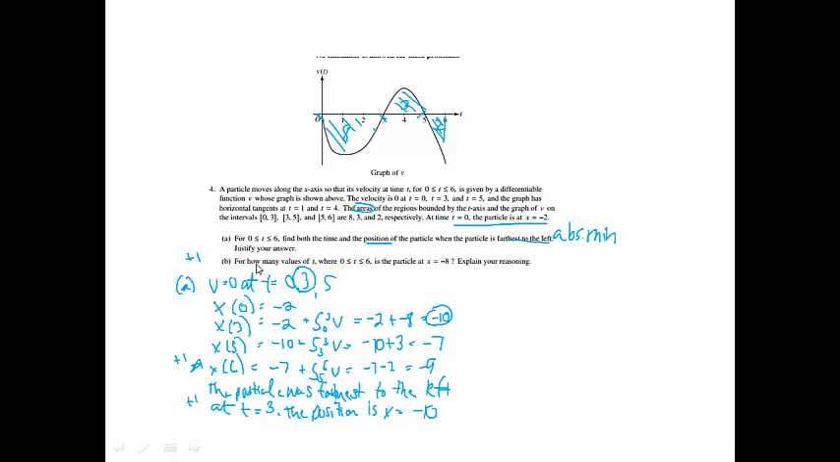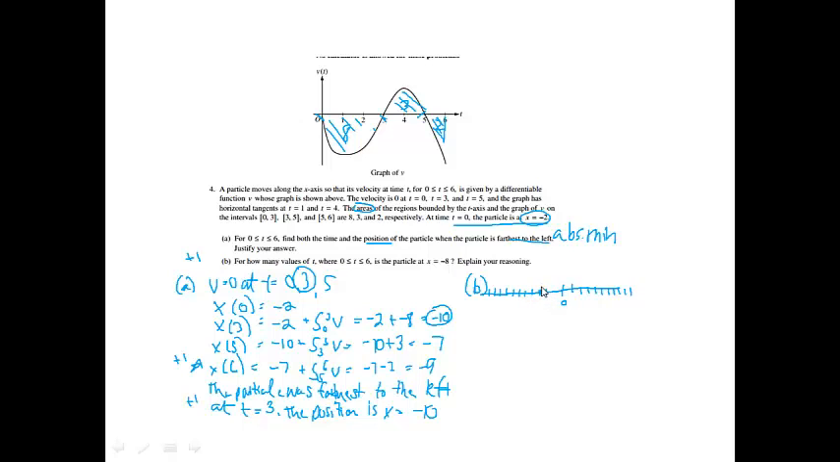All right, for how many values of t, where t is between 0 and 6, is the particle at x equals -8? On this one, I'm definitely going to do some thinking. I'm going to draw myself a little number line here. We know the particle starts at -2, so I'm going to put 0 on here. The particle starts at -2, so this is where the particle is right now.